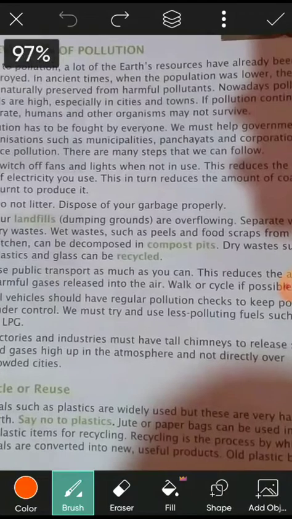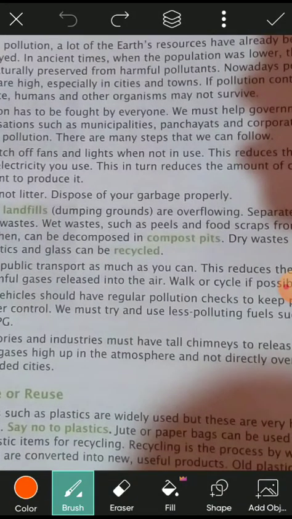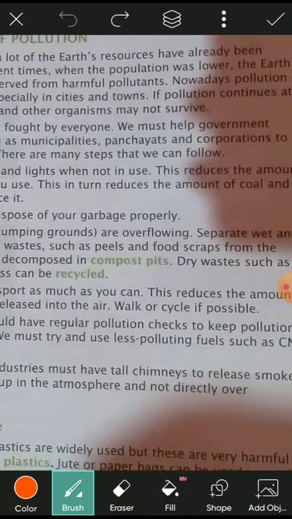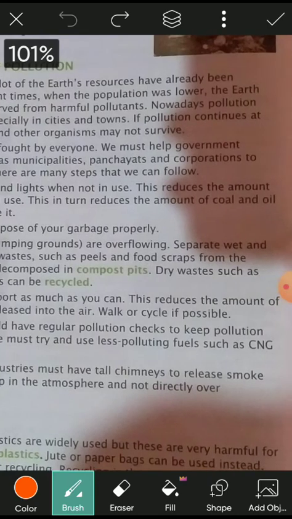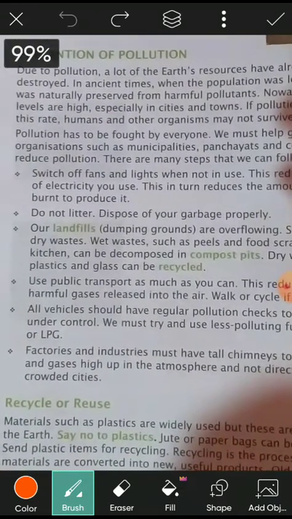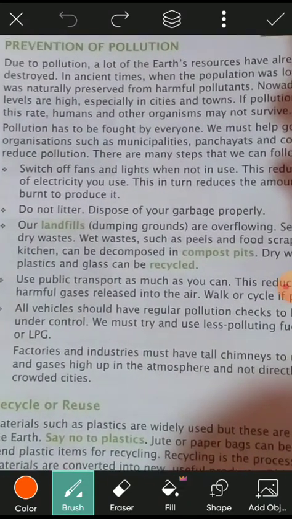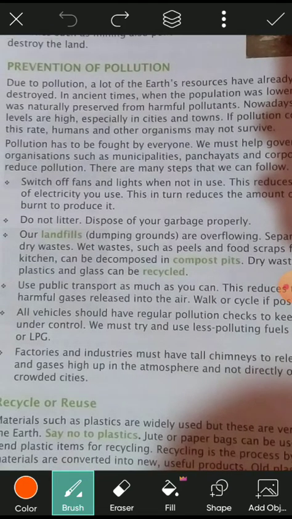That means we have to dig a big or small hole in the ground. Then we have to gather the waste here and cover it with soil. Then the next one is dry wastes, such as plastics and glass, which can be recycled. That means some dry substances that we use in our houses, that is plastics and glasses, we can recycle. That means we can produce it again.